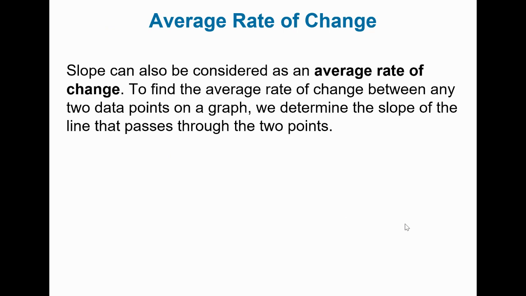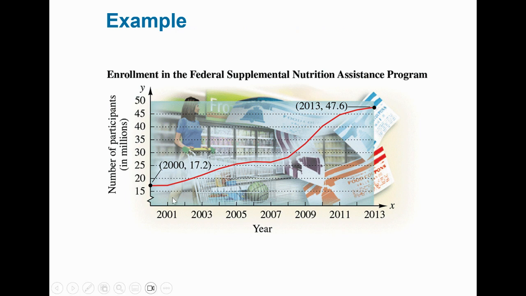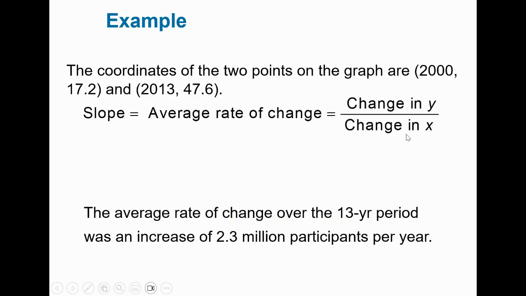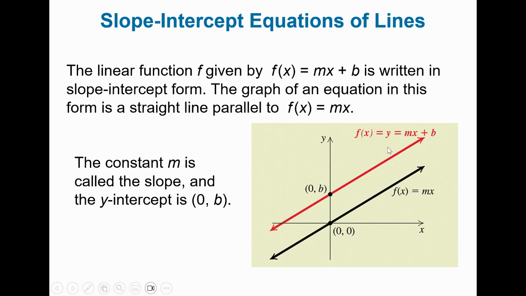Slopes can also be considered as the average rate of change. We're talking about the SNAP program here, and we've got a graph. Choosing these 2 points, 2000, 17.2 and 2013, the number of people served by the SNAP program, 47.6. So I'm going to use these 2 points and calculate the slope. So there are my coordinates. Slope is change in y over change in x. So change in y, 47.6 minus 17.2 in the numerator. Change in x, 2013 minus 2000. Slope works out to be 2.3.